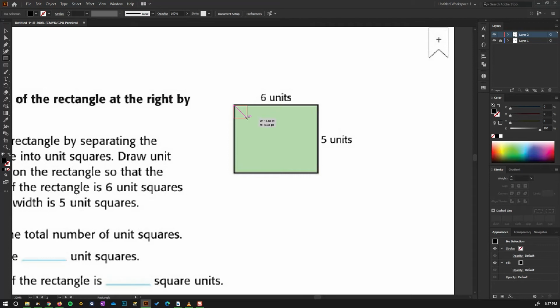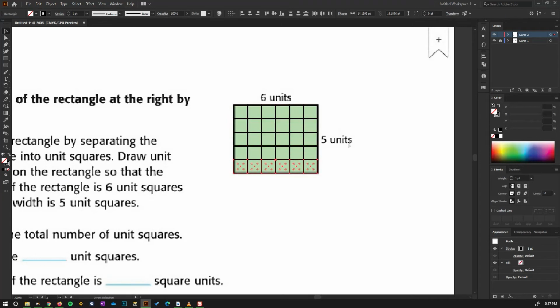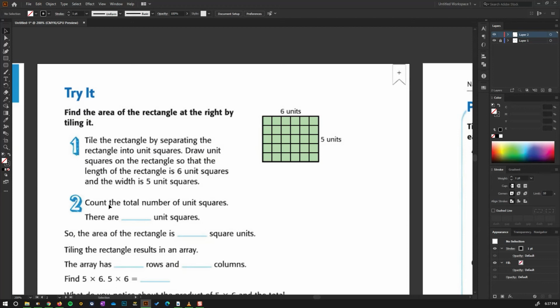basically we would make lines in it so that we have 1, 2, 3, 4, 5, 6 lines this way and 5 lines this way, and now we have 6 by 5, and we're going to count them. Second step, count the total number of unit squares.